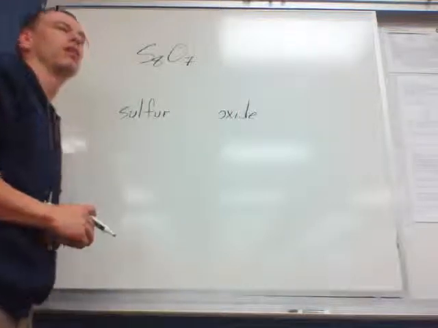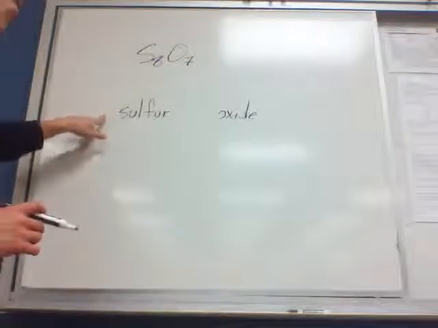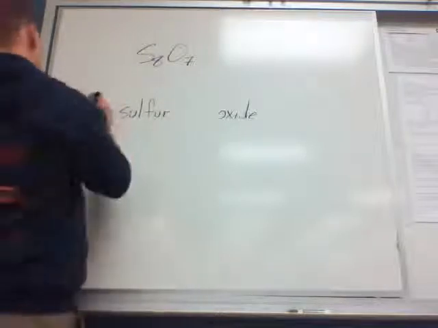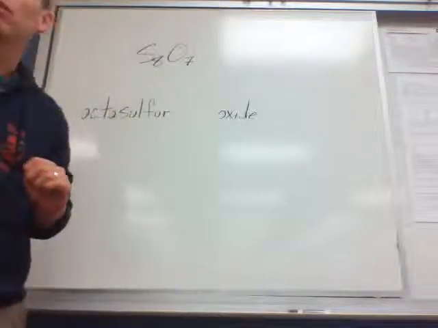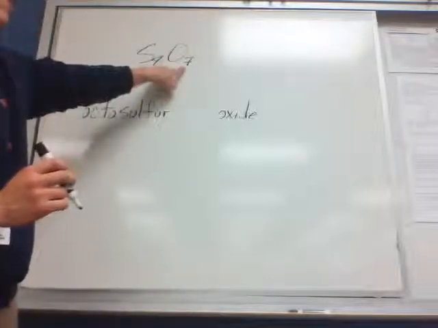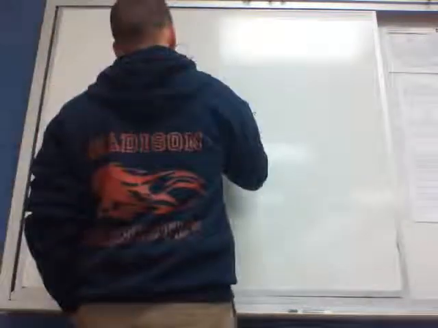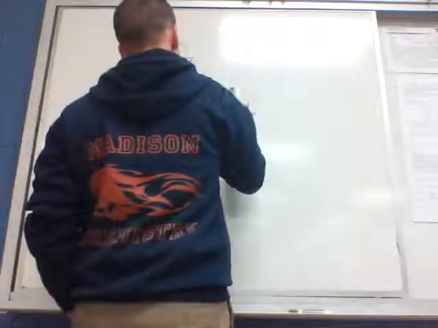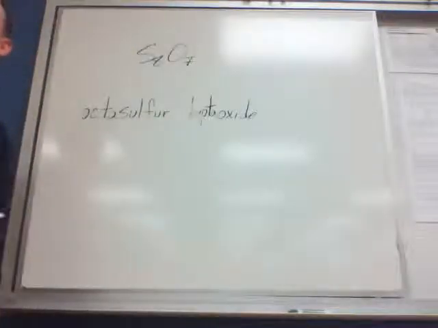How many sulfurs are there? There's 8 sulfurs. I want that prefix to go in front of sulfur, which is going to be octa. Octasulfur. How many oxygens are there? 7. What's the prefix for 7? Hepta. Octasulfur heptaoxide.